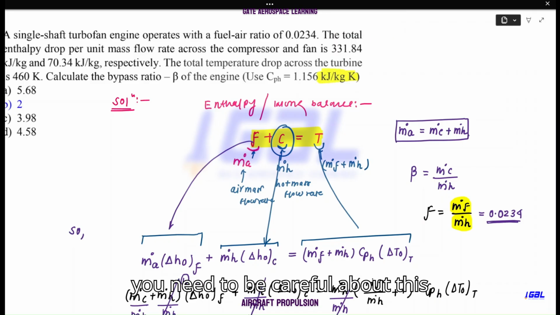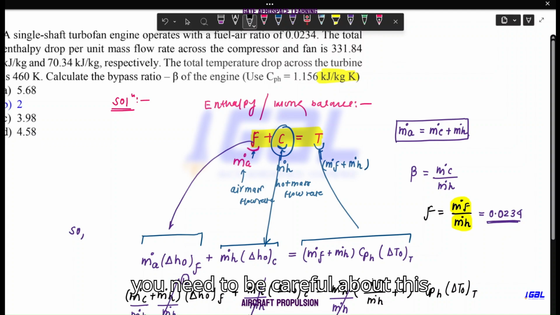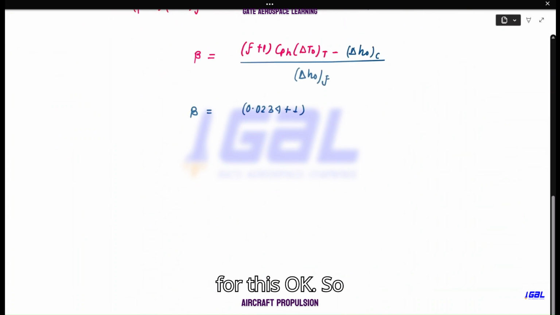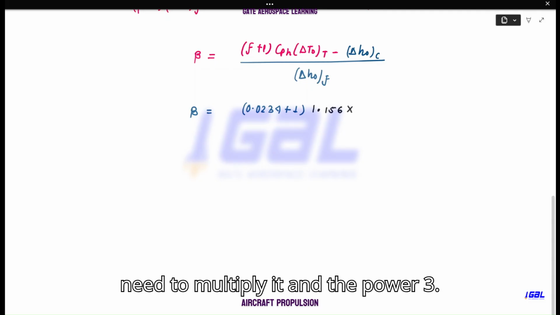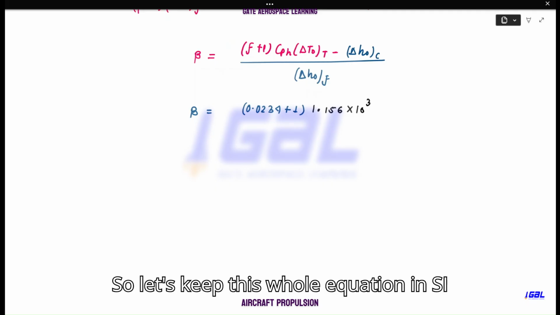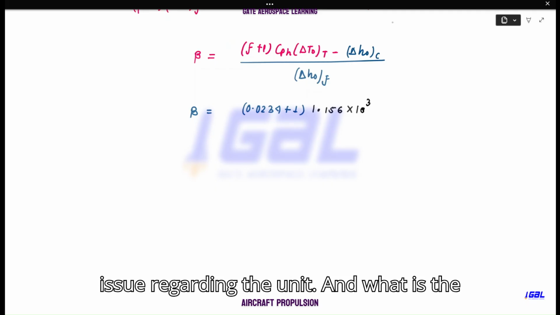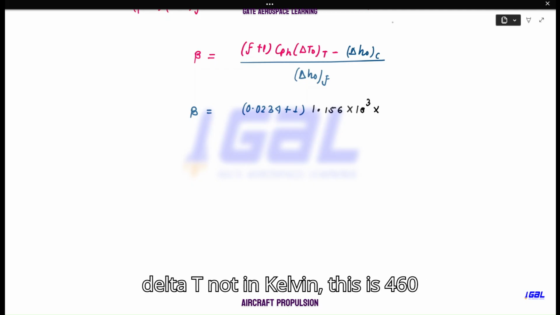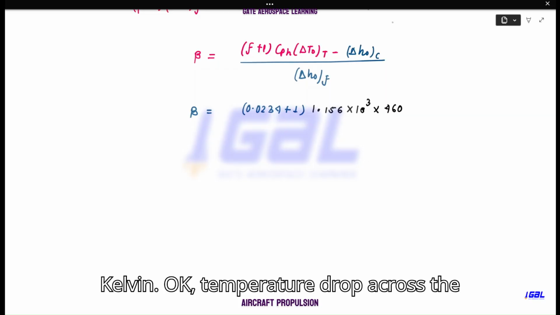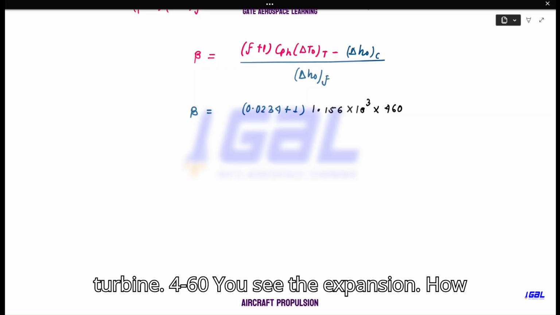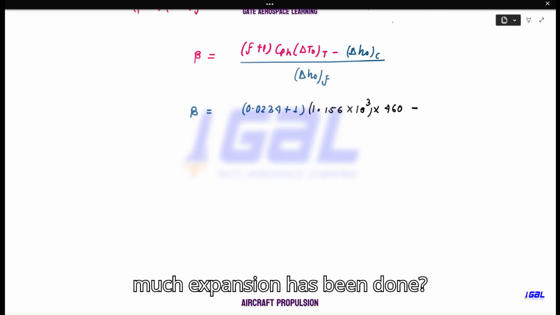Okay, so you need to be careful about this. 1.156, we need to multiply by 10 to the power 3. So let's keep this whole equation in SI units, so that there will not be any issue regarding the unit. And what is the delta T naught in Kelvin? This is 460 Kelvin, the temperature drop across the turbine. You see the expansion, how much expansion has been done.